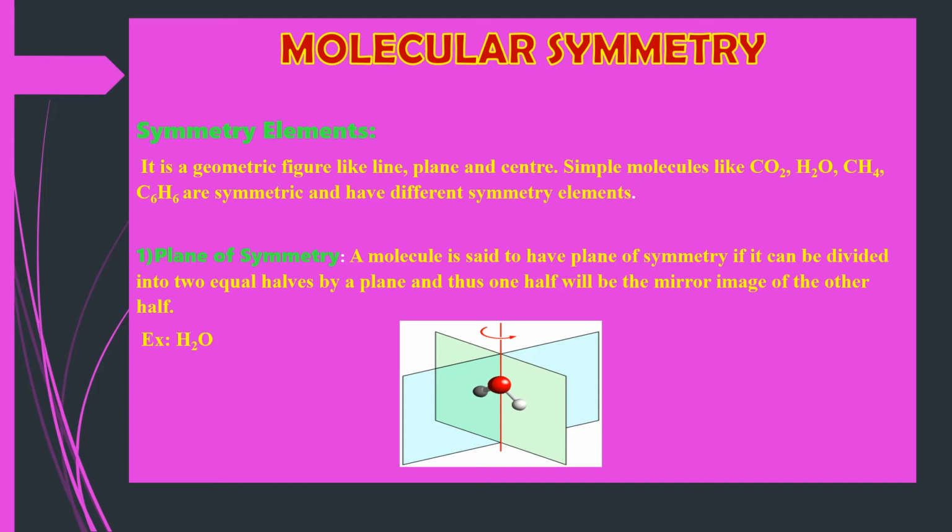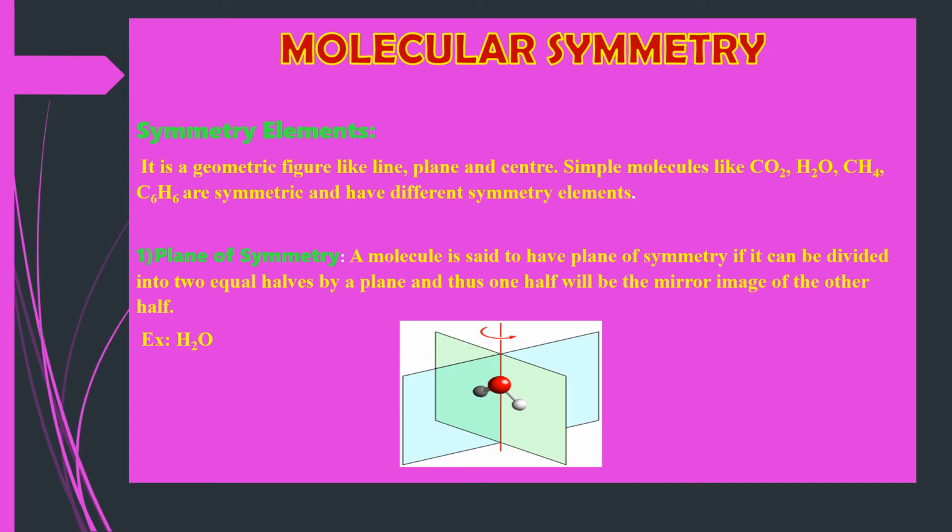How do we define plane of symmetry, students? A molecule is said to possess plane of symmetry when an imaginary plane divides the molecule into two equal halves, and thus one half will be the mirror image of the other half. Then we say that that molecule has plane of symmetry. Here the example given is the water molecule. You can observe in the figure given that it has a plane of symmetry.